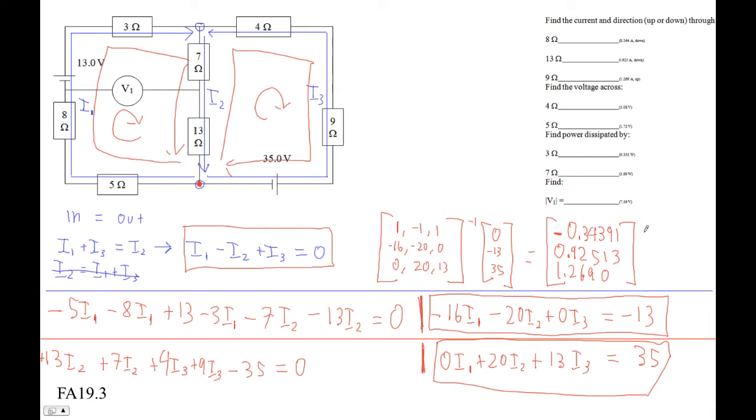Okay, so these are our currents. That's I1, I2, I3. So let's fill in the answers here, right? Through the 8 ohm, and this is the trickiest one of all, we guessed that it's up, right? We guessed that it was to the left, up, and to the right. And we got that it was negative up, so it's actually down. So we're going to say 0.344 amps down. Okay, so it really goes this way.